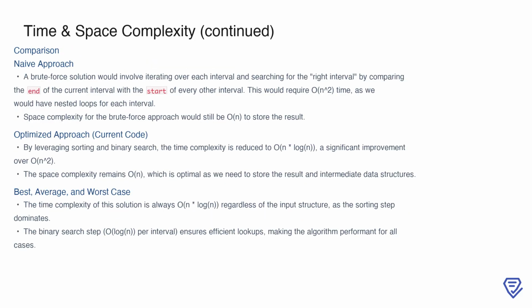Let's compare this optimized approach to a naive solution to better understand the improvements. In a brute force approach, we would check each interval against every other interval to find the right interval. This would involve nested loops, leading to a time complexity of O(n squared), as each interval would require scanning all other intervals. The space complexity of the naive approach would still be O(n) to store the result. In contrast, the optimized solution leverages sorting and binary search to reduce the time complexity to O(n log n), which is a significant improvement over O(n squared). The space complexity remains O(n), which is already optimal.